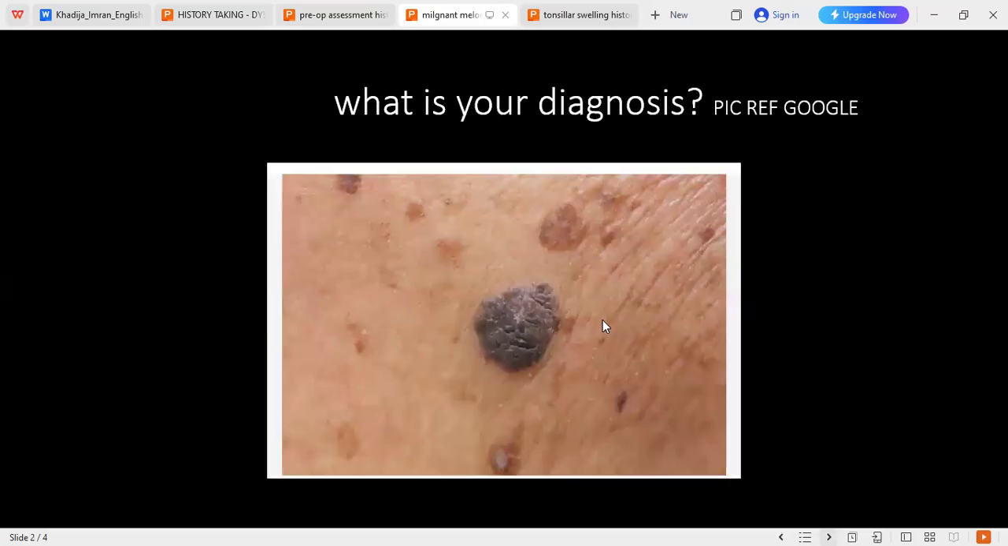Can you please describe the image you're looking at? Yes, ma'am. There is a pigmented lesion raised from the skin surface, irregular margin, crusted, no hemorrhage, no ulceration, blackish color. Right, thank you. Good. Thank you, ma'am.